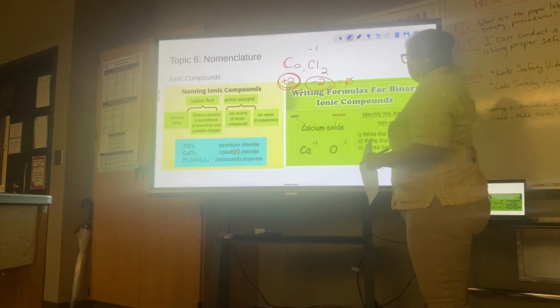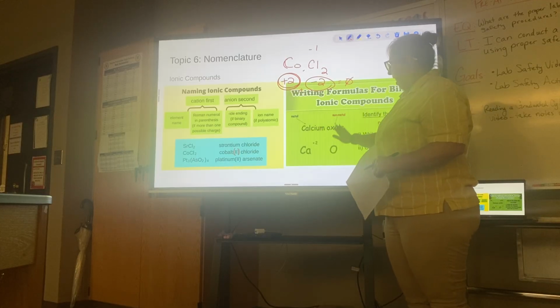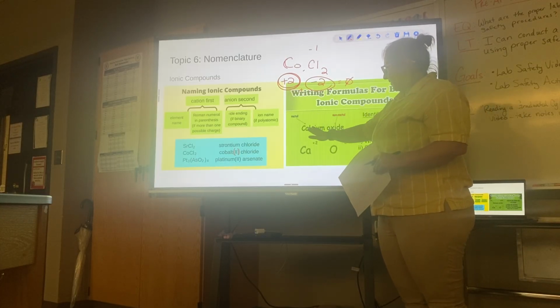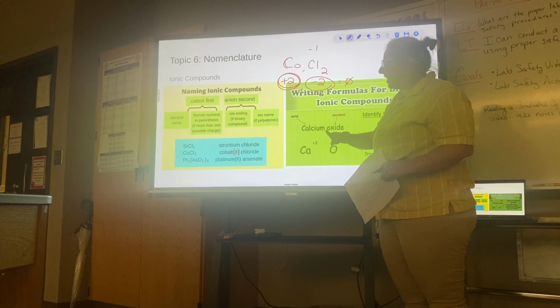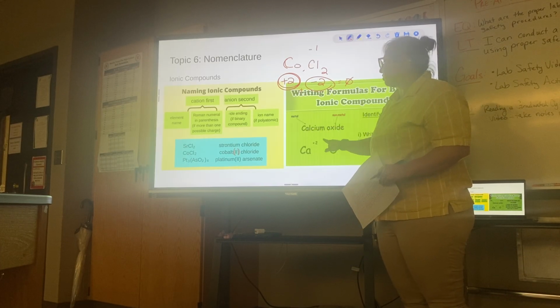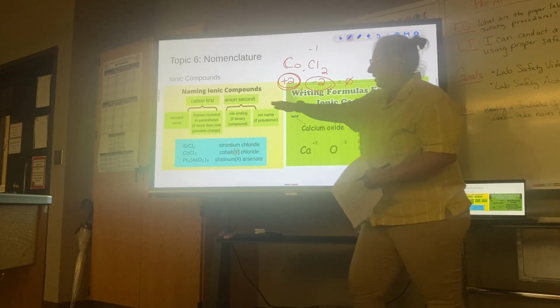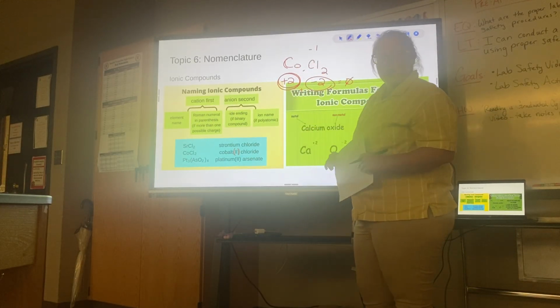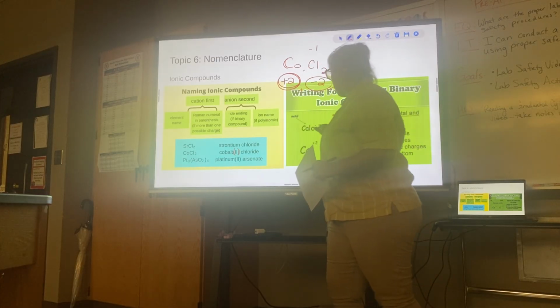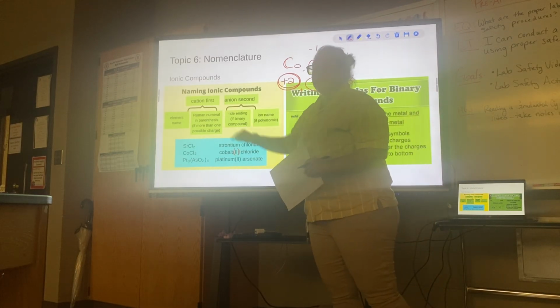Now, for this one here, calcium oxide, calcium is not a transition metal, so you see it does not need those Roman numerals. You just give the name of the cation. The cation is calcium. Give the name of the nonmetal, that is oxygen, and you give it an -ide ending.